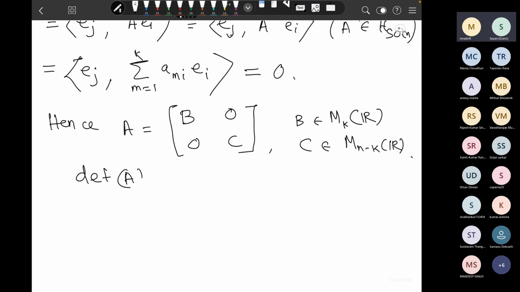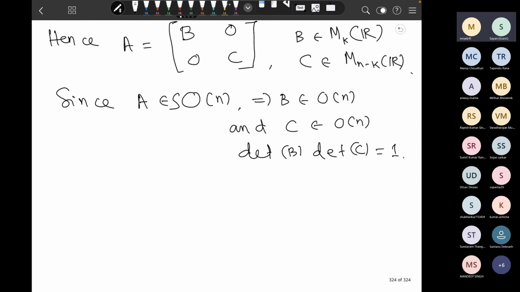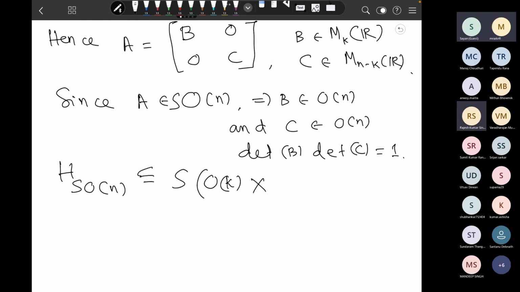Since A is an orthogonal matrix, A belongs to O(n), this implies B belongs to O(k) and C belongs to O(n-k), and determinant of B into determinant of C is equal to 1, because A has determinant 1. So that means H of SO(n) is contained inside something.